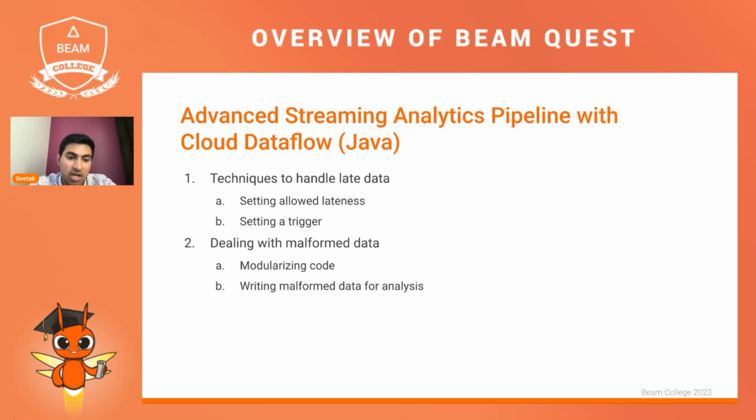And then secondly, we'll be dealing with malformed data. So for example, how we can modularize our pipeline code to best suit this, and then also writing our malformed data for analysis. This will be pretty analogous to dead letter analysis. And so the second lab is going to be very similar to the first one, where we're going to be writing our code in the same sort of way.